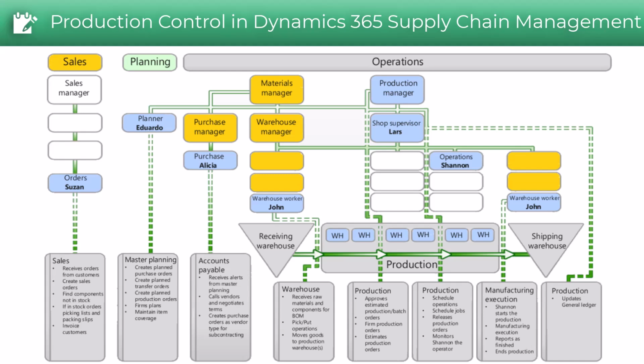Think of it this way: just like a well organized kitchen ensures a perfect meal reaches your table, a well managed production process ensures the right product reaches the customer on time and at the right cost.